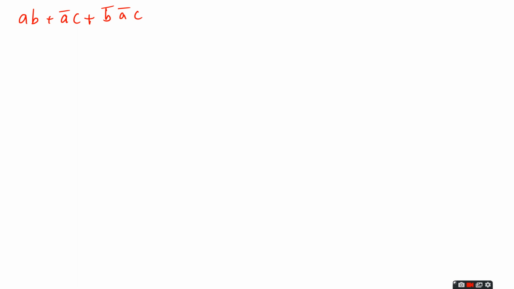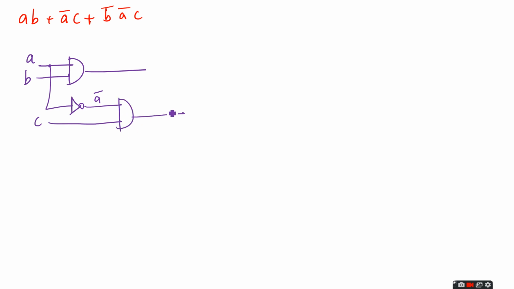AB plus A complement C plus B complement A complement C. So we'll take AB, pass it through AND gate, then we'll take connection from here, pass it through NOT gate, A complement, then C, then pass both through AND gate, we'll get A complement C. Here we'll get AB.